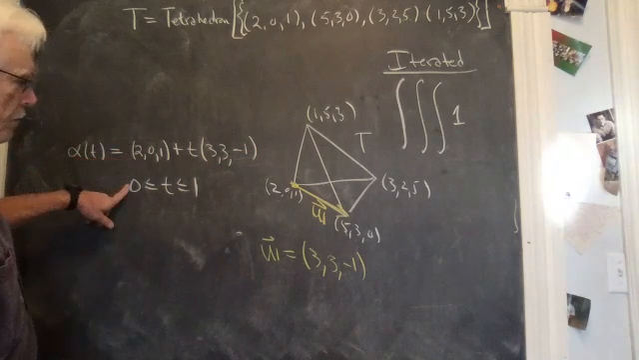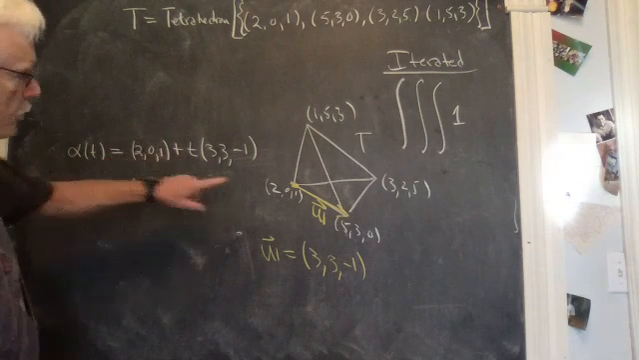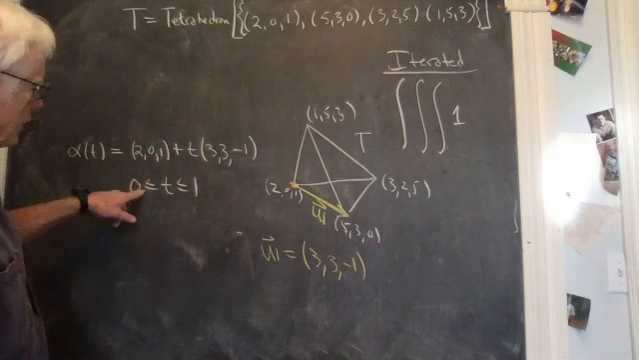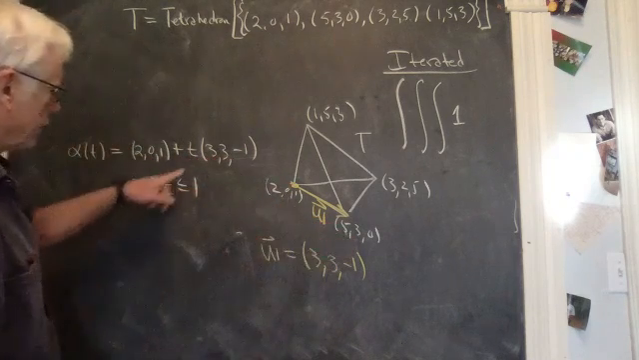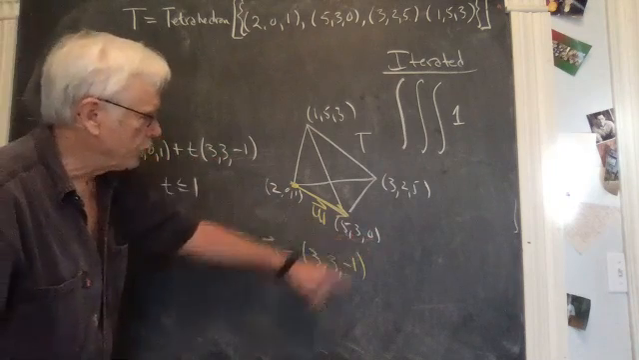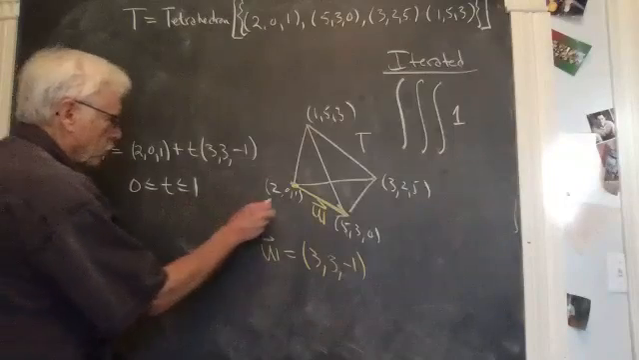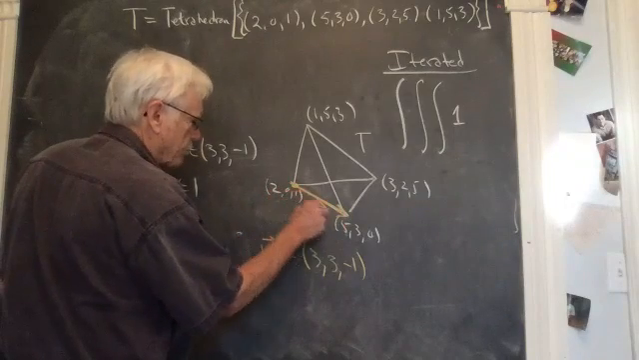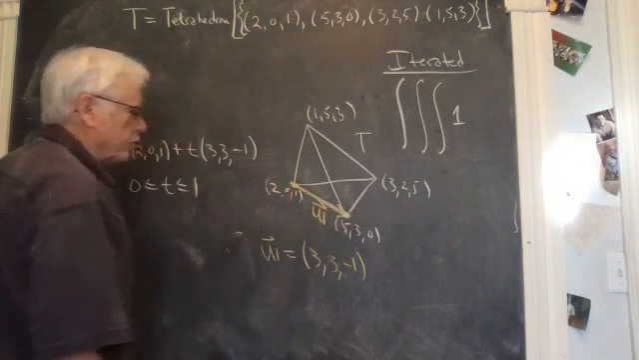And if you look at this parameterization, if t is 0, you're at 201. If t is 1, you're at 530 because you add these two. And then points in between will go to points in between. So this is an exact parameterization of the line segment between these two vertices.